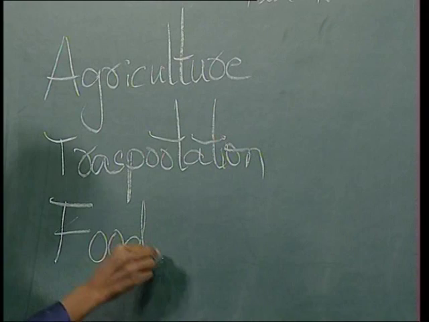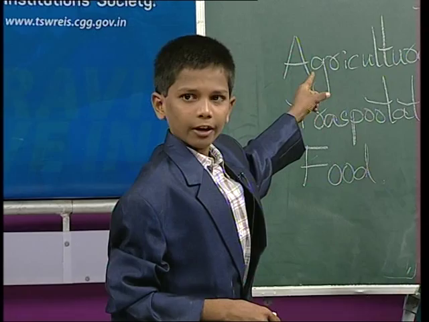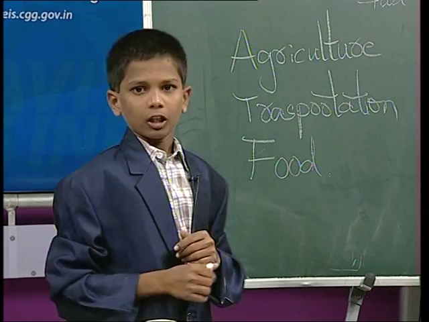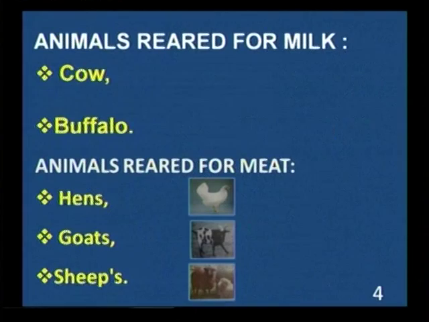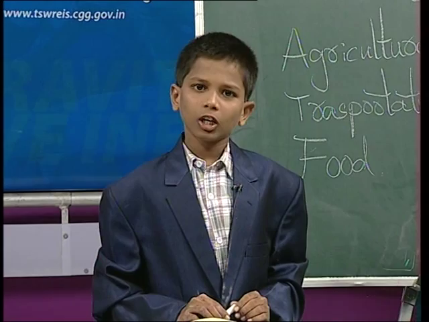We learned that domesticated animals are reared for food. And now we are going to learn what animals are reared for agriculture, what animals are reared for transportation, and what animals are reared for food. Let's go. Next, animals reared for milk: cow, buffalo, and animals reared for meat: hens, goats, sheep. Cow can give us milk, and buffalo also gives us milk. The food is divided into two types. One is milk, and the second one is meat.